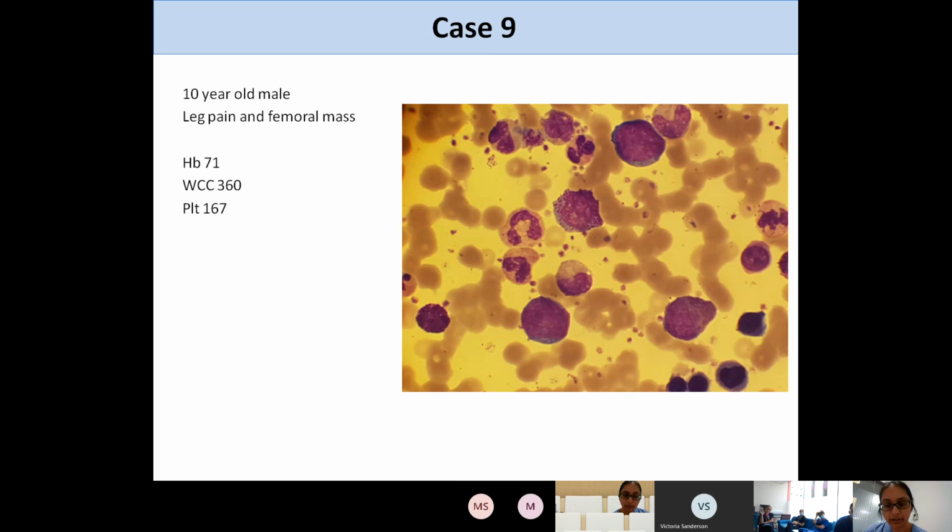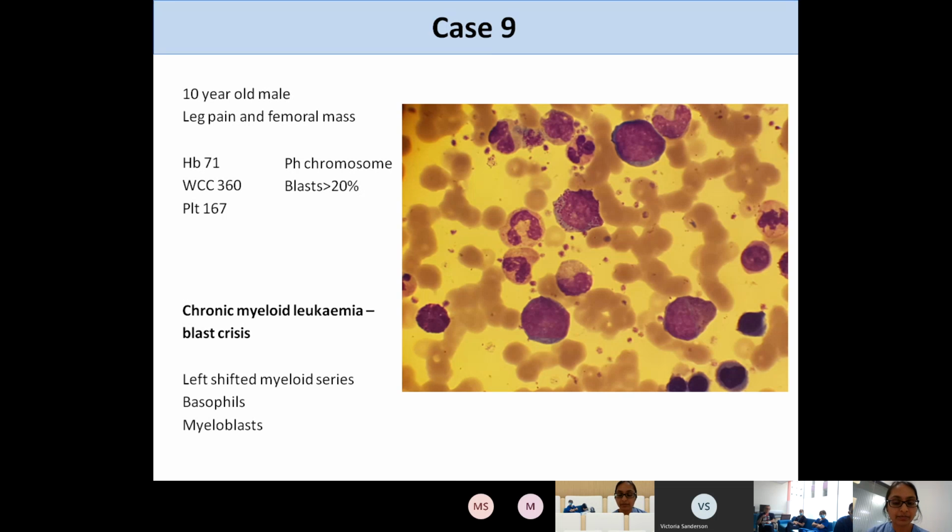And even in your bone marrow, you shouldn't have a lot of blasts around. Anything upwards of 5% is abnormal. When I did his count, he actually had a blast count of over 20%, and he was also Philadelphia chromosome positive. So he also had chronic myeloid leukemia, but he was in blast crisis. So his chronic myeloid leukemia had transformed into an acute leukemia. And again, we can see left-shifted myeloid cells and basophils, but also now a lot of myeloblasts.